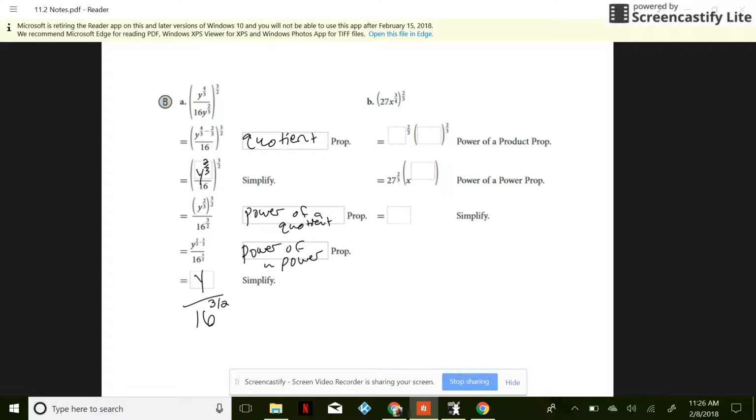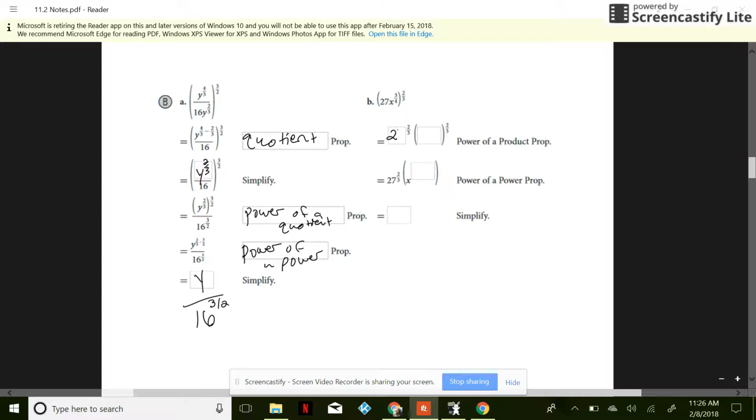Here we've got the power of a product property, so we can separate these powers, separate these pieces. Now we can use the power of a power property. We'll multiply 3 over 4 times 2 over 3. That ends up being 6 over 12, which is 1/2.